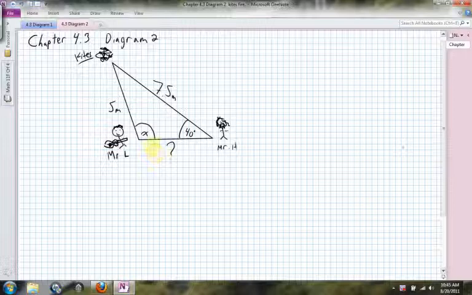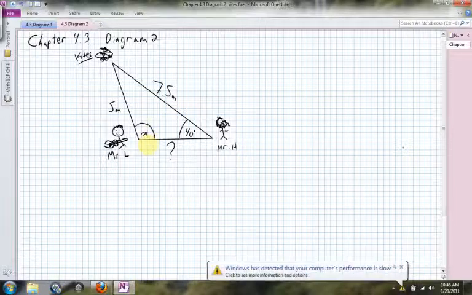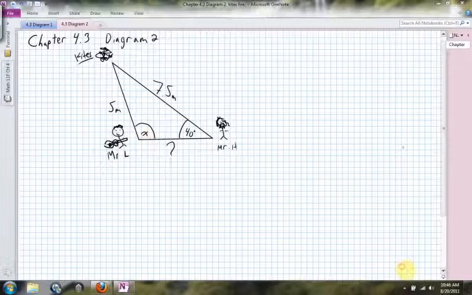So again, I need to find that top angle to use the sine law. So then once I find this top angle, I can solve for the question mark. But before I do that, I need the x angle down here. Note this time that angle x is an obtuse angle. So the obtuse angle is going to be bigger than 90 degrees. Just keep that in mind.